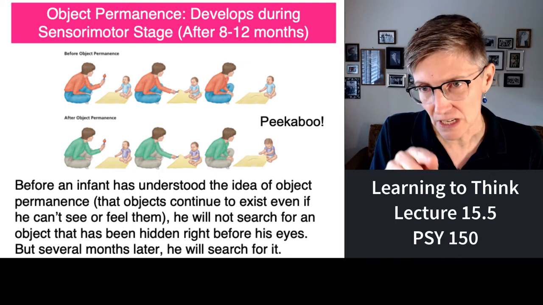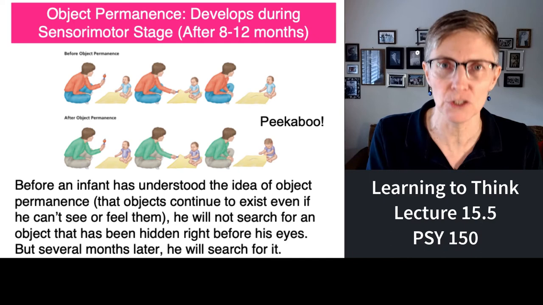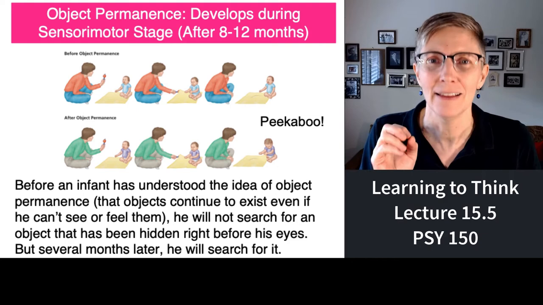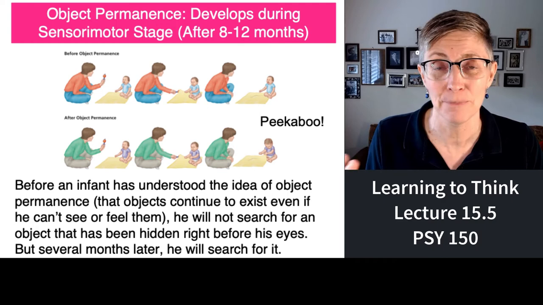Object permanence is indicated by the lower set of drawings. There's a woman again, she shows the toy, she hides the toy under the blanket again, and what happens? Now the baby looks for the toy under the blanket because the baby knows just because I can't see the toy doesn't mean the toy's gone, it's still there. So you could imagine a baby. Sometimes babies get extremely upset when a caregiver is not in eyesight.